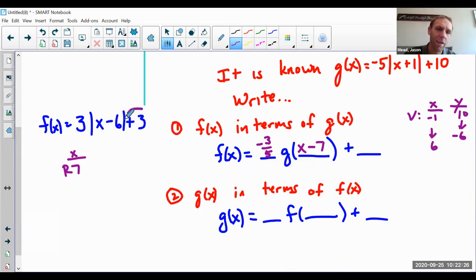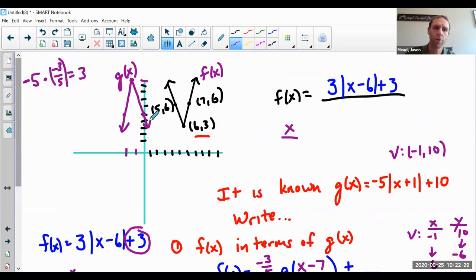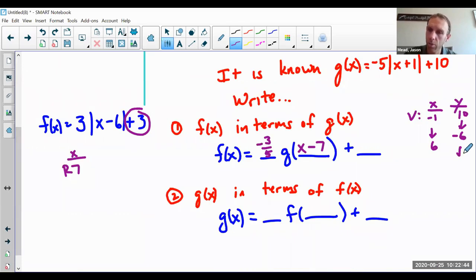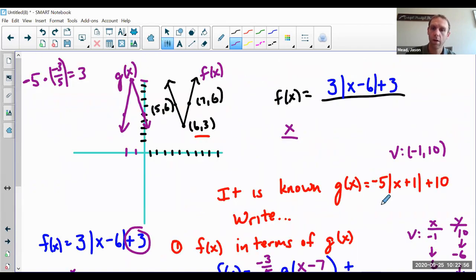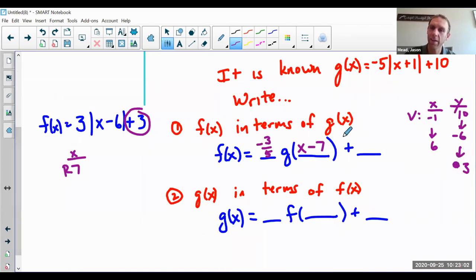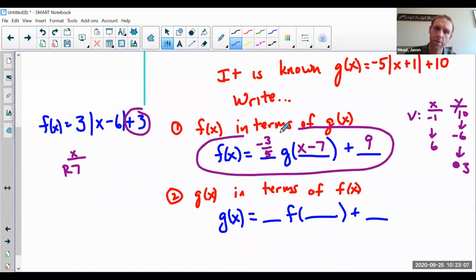And then I eventually have to get it to positive 3. So my y value was at 10. When I multiply by negative 3/5, now it's down here somewhere at negative 6. I have to get it up to 3. So how do I get negative 6 up to 3? I have to add 9. So the first thing I do is multiply by negative 3/5, and then from what I get, I have to add 9. So this would be writing f of x in terms of g of x.